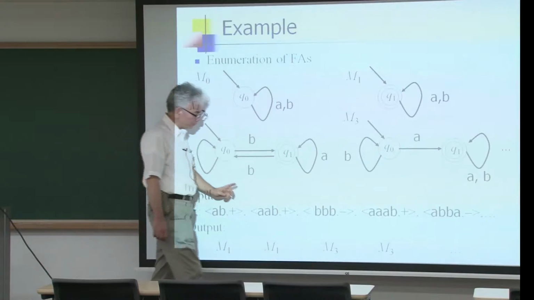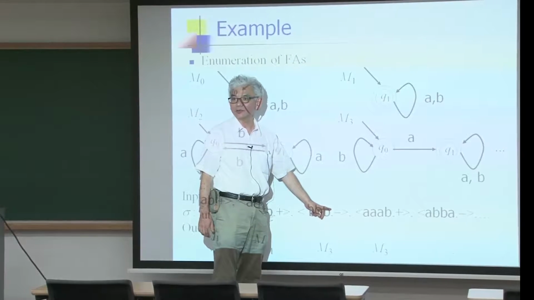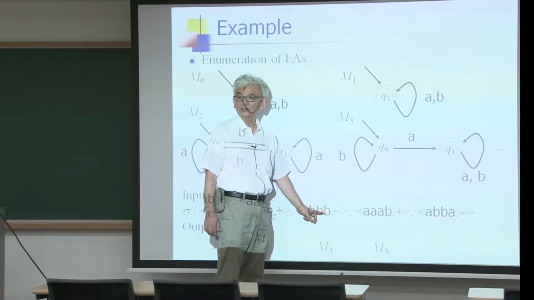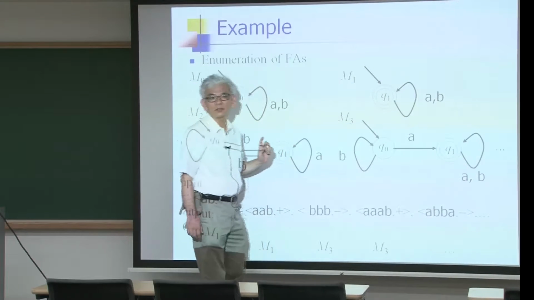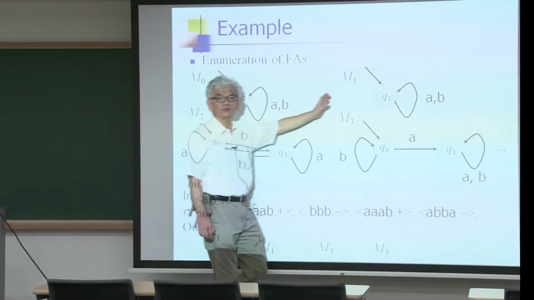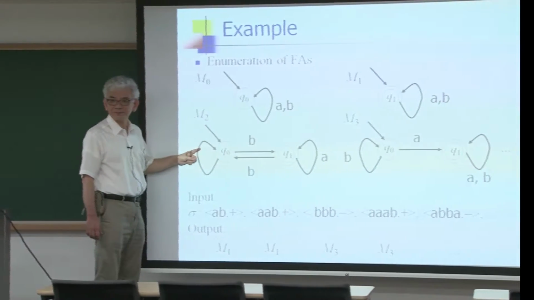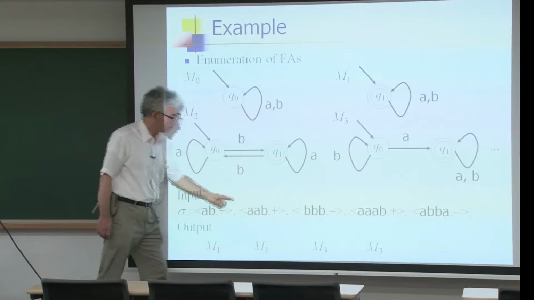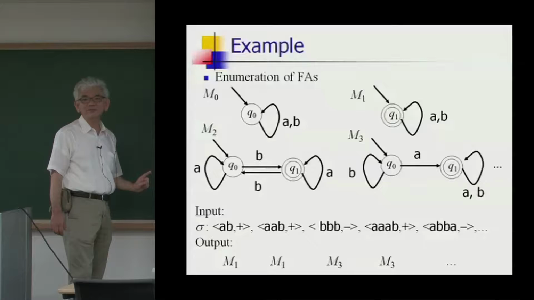And the third example is BB minus. Minus means negative example. But this automaton accepts this BBB because this automaton accepts all strings. So we have to throw away this one and choose the next one here. And check that this automaton is consistent with these three examples. Do you understand?